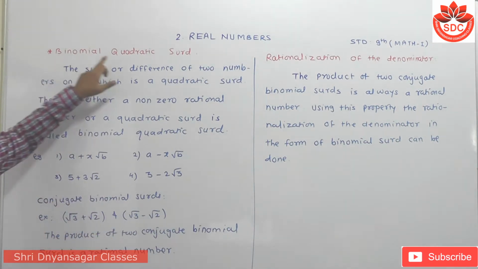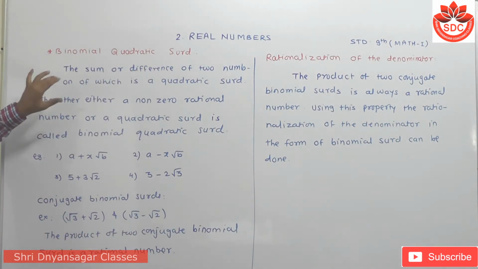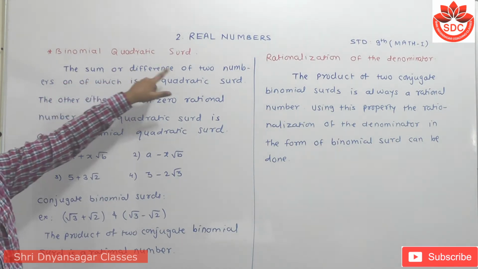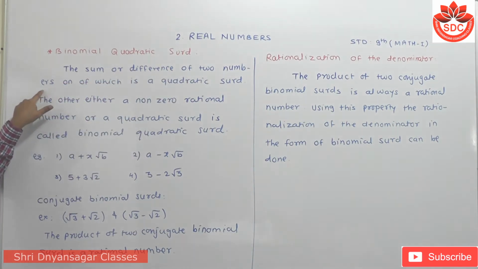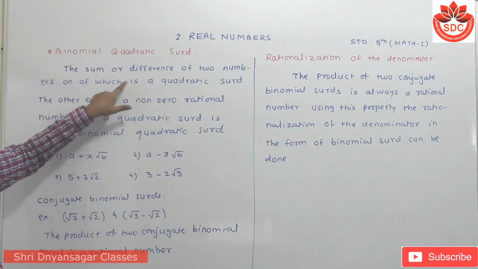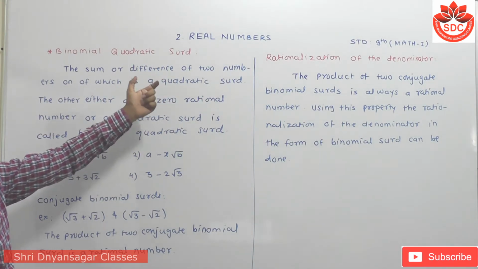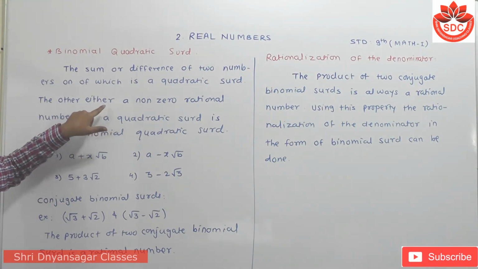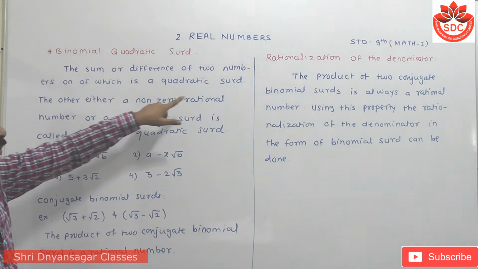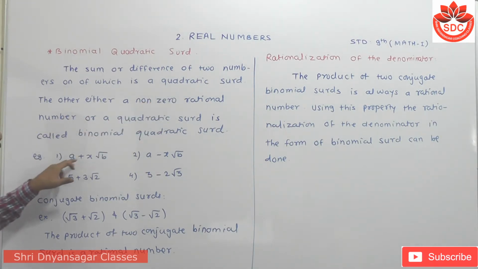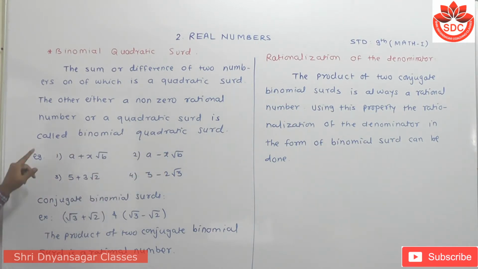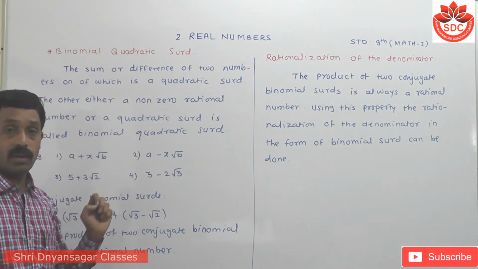First, what is meant by a binomial quadratic surd? It is the sum or difference of two numbers, one of which is a quadratic surd. The other is either a non-zero rational number or a quadratic surd. Then it is called a binomial quadratic surd.